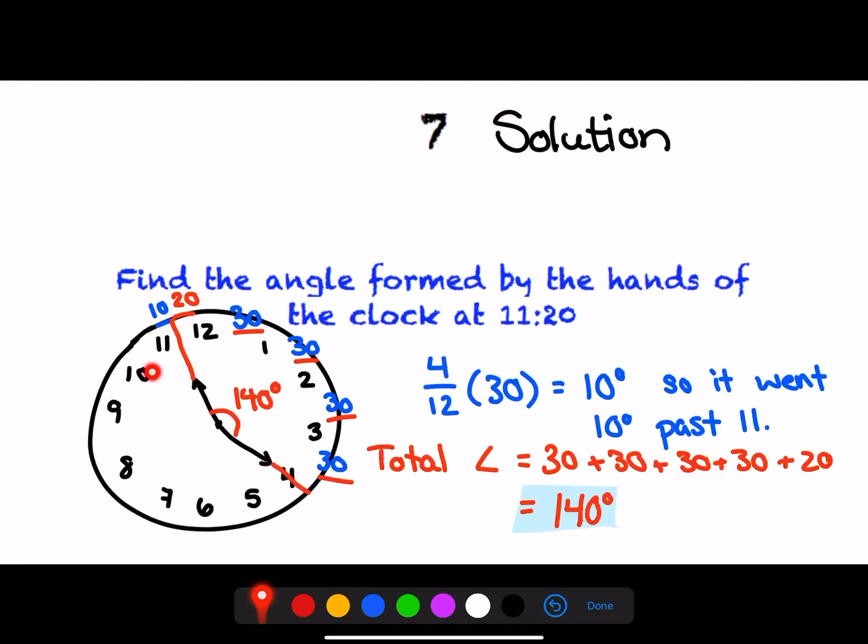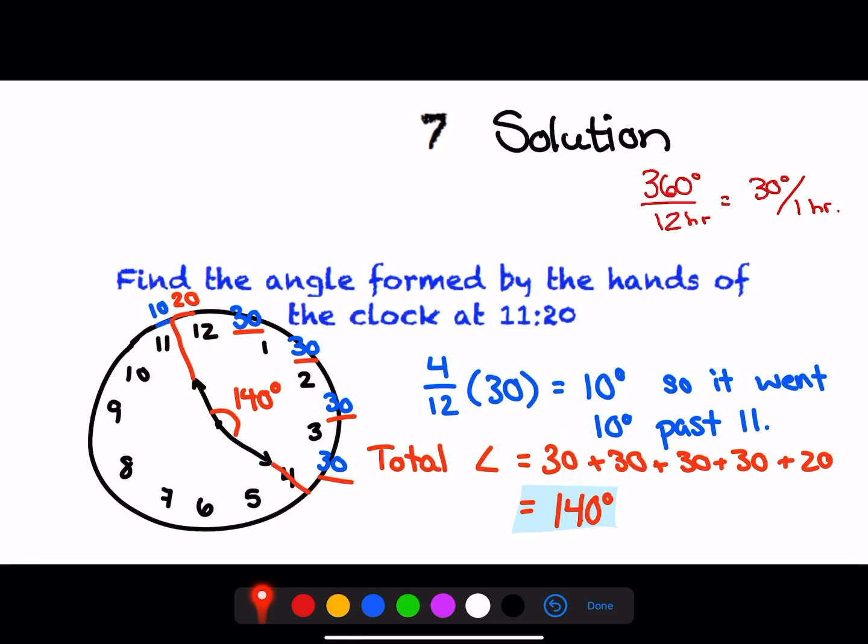It's at 11:20. Now, I know that there's 30 degrees between each hour. The way that we get that is 360 degrees total divided by 12 hours gives us 30 degrees for every 1 hour. Now, we have 30 degrees between each of these, except between the 12 and the 11, because that's where our hour hand's in between. So it's somewhere in between the 11 and the 12.